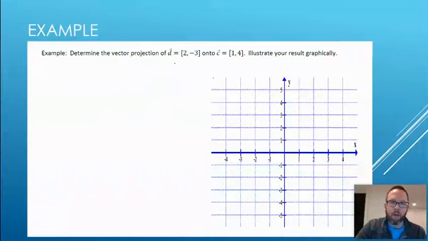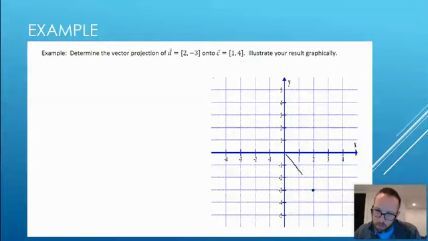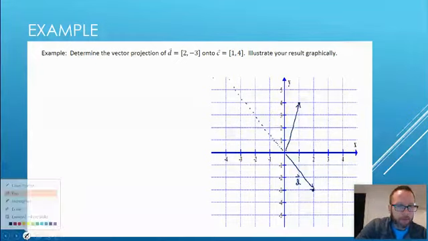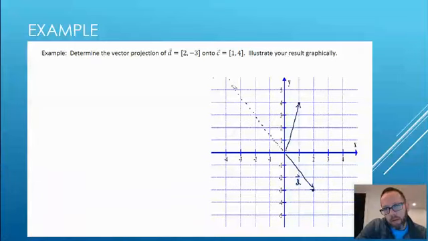So we're going to determine the vector projection of the vector 2, -3 onto C, which is 1, 4. So 2, -3, I'll do my best to make my diagram neat. That's there. That's vector D. C is up to here. So if I'm projecting D onto C, actually, I need to undo that. D onto C. Erase all these dotted lines.